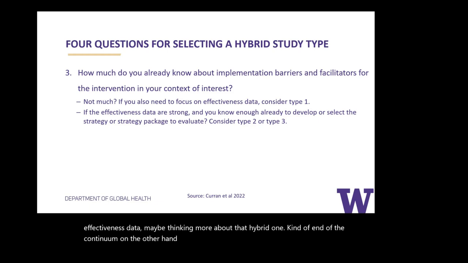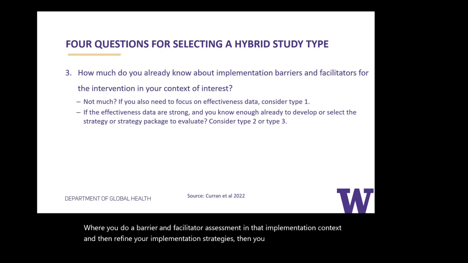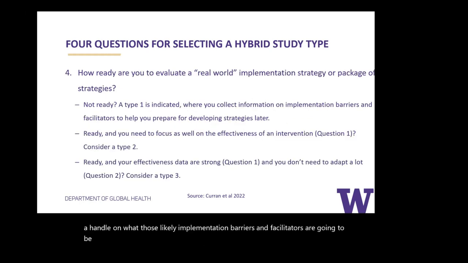On the other hand, if you feel like you have really good, strong effectiveness data, confident that this works, and there have been a sufficient number of studies in primary care clinics with this intervention or something like it, such that you'd have a sense for what the implementation barriers and facilitators might be, because there's already been published work on it before. Or if you feel like you could introduce a formative research aim as aim one in your study, where you do a barrier and facilitator assessment in that implementation context, and then refine your implementation strategies, then you could gravitate more to that type three end of the continuum. So ask yourself how familiar you are, or how confident you are, that you have a handle on what those likely implementation barriers and facilitators are going to be in implementing in that setting.